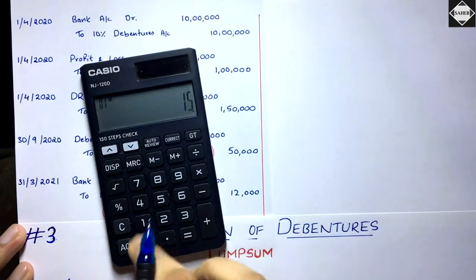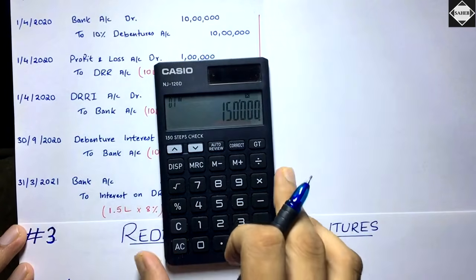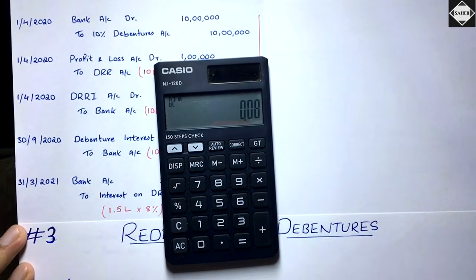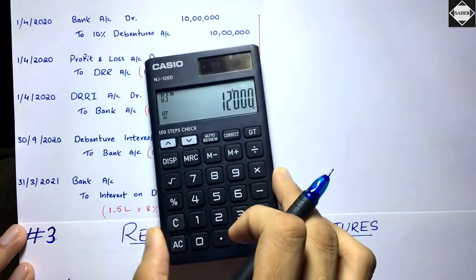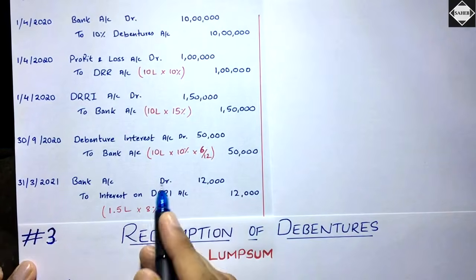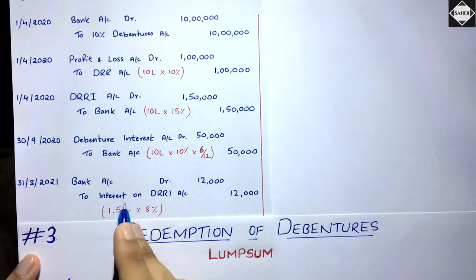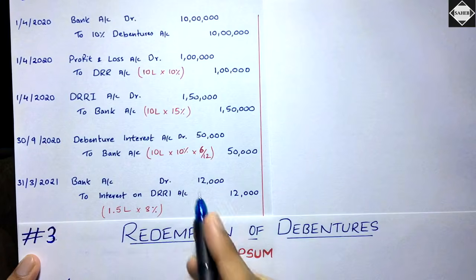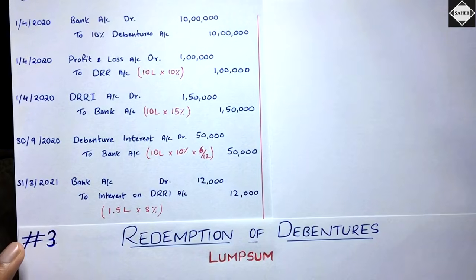1,50,000 is the face value of that investment into 0.08, the rate of interest that is given in the question, that's equal to 12,000. So this much money you are going to receive as your income on the DRI. So bank account debit, we are getting the money, so debit the bank account and you have to recognize an income to interest on DRI account. Is that clear? 12,000, simple. On 1,50,000 we have calculated 8%, that's equal to 12,000. Is that clear?